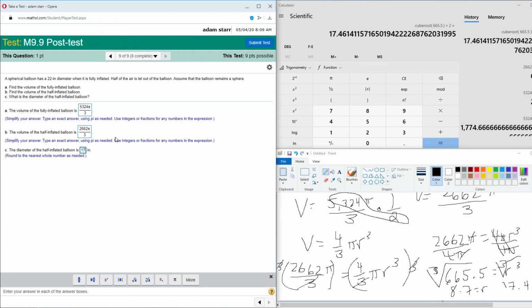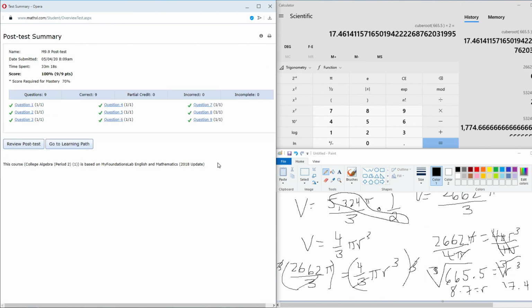If you rounded here, you'd say that this is rounded to 9, and then you double it and you'd get 18. But we don't want to round until the very end, so I took this, then doubled it, and then rounded from there. So that's the last question.